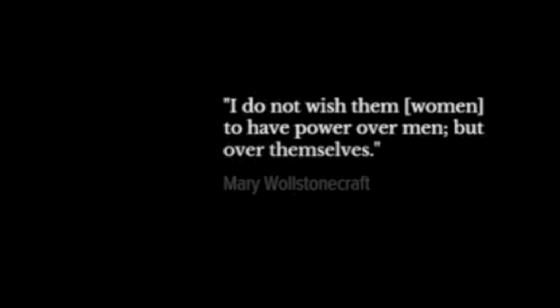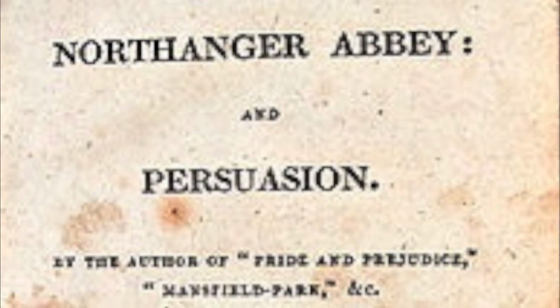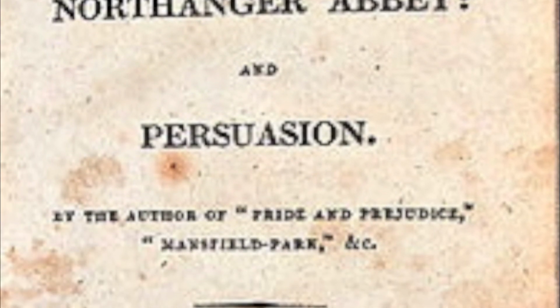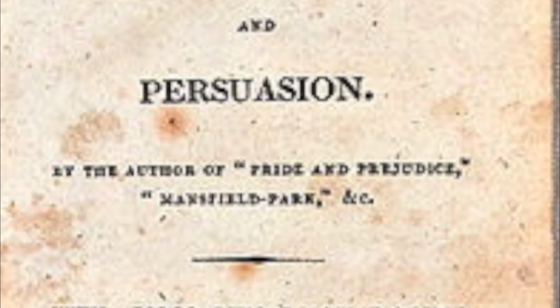Two of Austen's novels, Persuasion and Northanger Abbey, were published by her brother after her death in 1816.